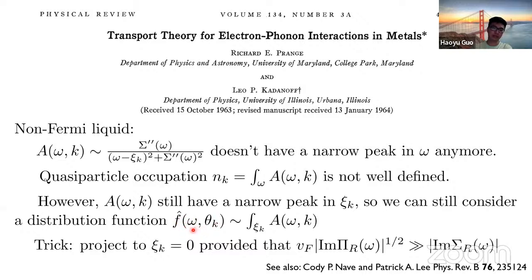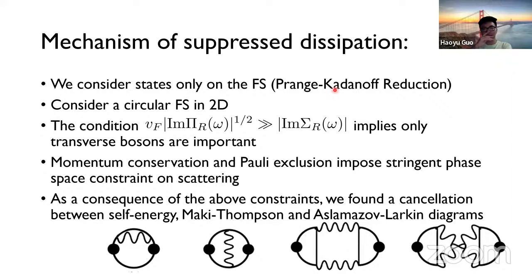So we expect that you can try to describe the system using some effective variables like this one. The trick we learned from this early paper is that we should try to project the problem onto the Fermi surface. The difference, though, from these electron-phonon problems is that there should be some additional consistency requirement for the bosons as well. I'll talk about this later.